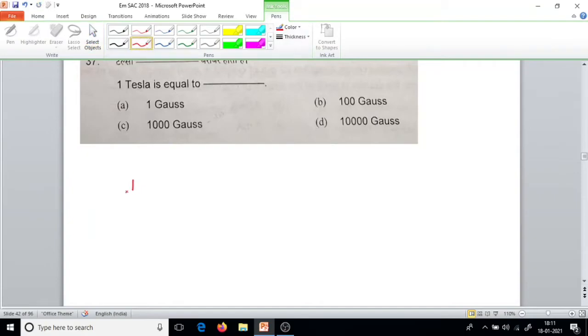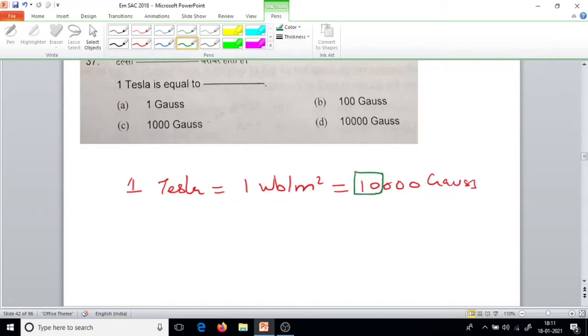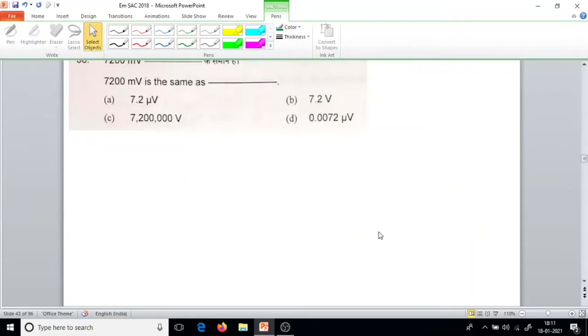1 Tesla equals what? 1 Tesla equals 1 Weber per meter square, which equals 10,000 Gauss. So the answer is option D. This is the unit of magnetic flux density.